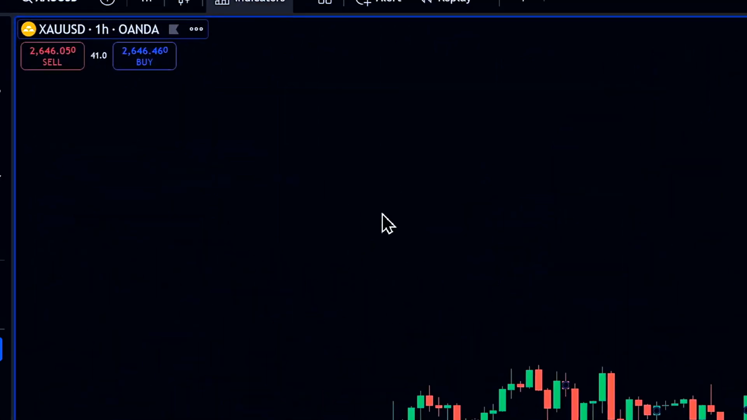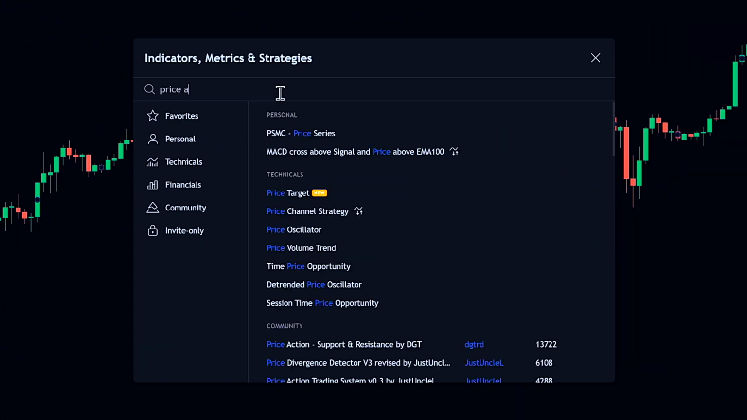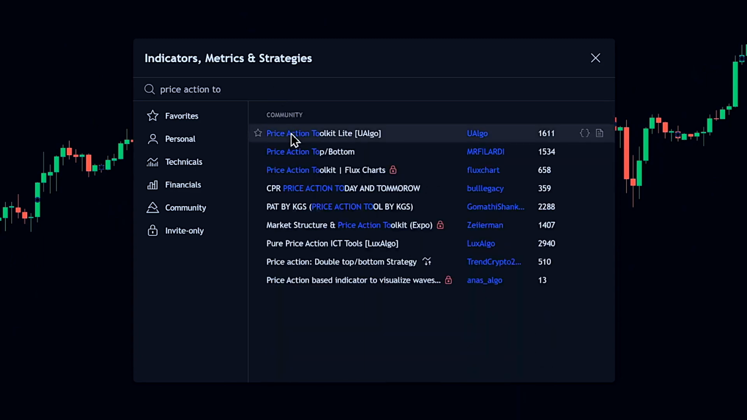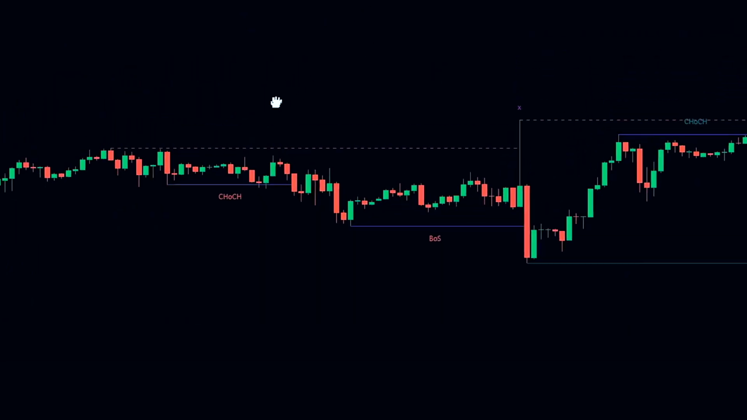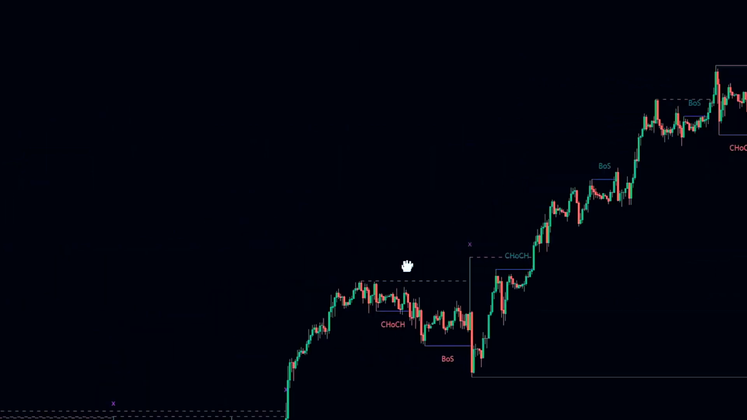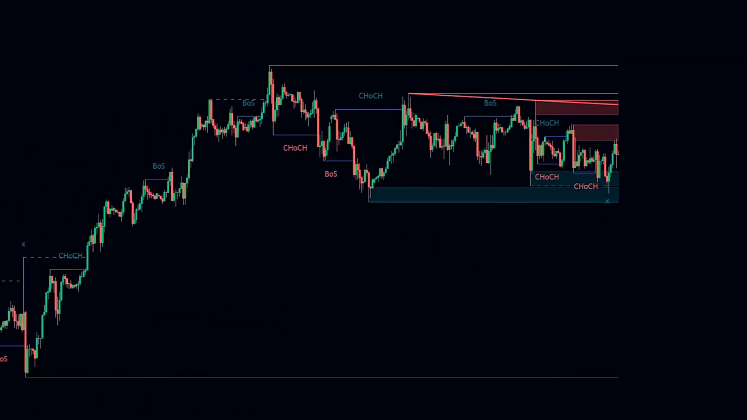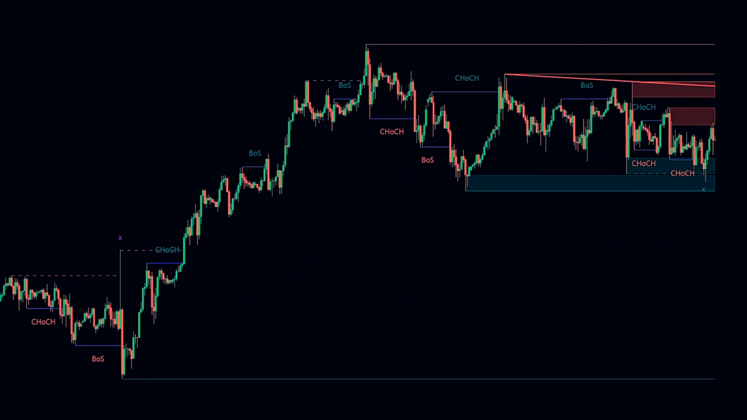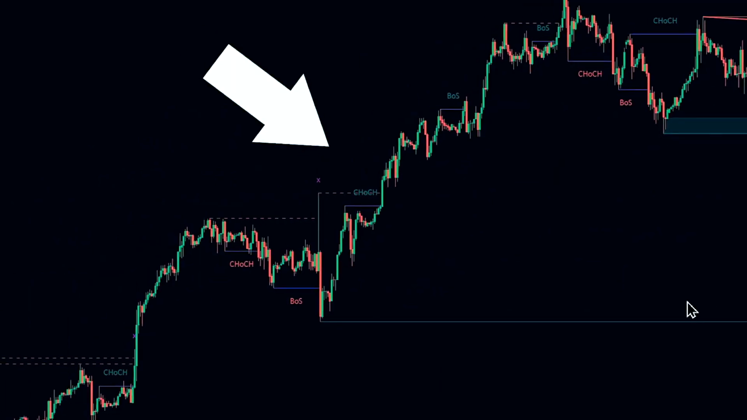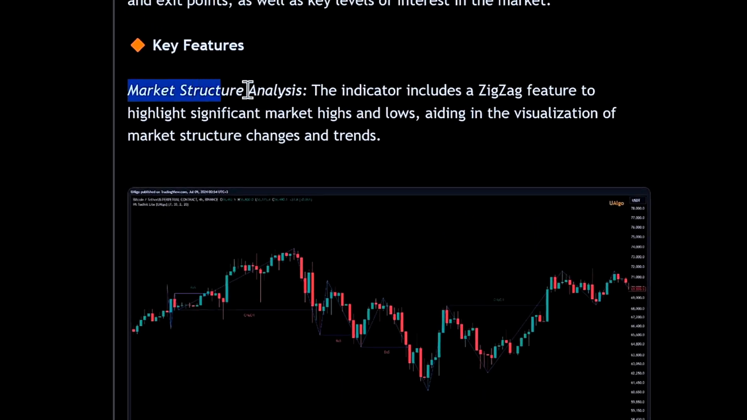Next, hit the Indicators tab, search for Price Action Toolkit by UAlgo, and add it. Your chart might look a bit cluttered at first, but don't sweat it. We're gonna break it down piece by piece so you can see how this awesome tool can boost your trading strategy. First up, let's chat about market structure analysis.